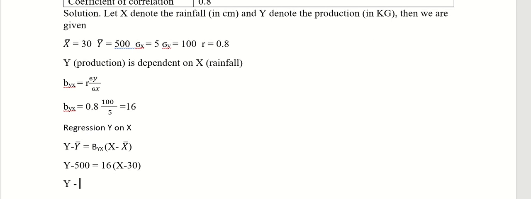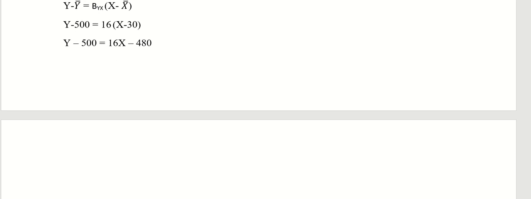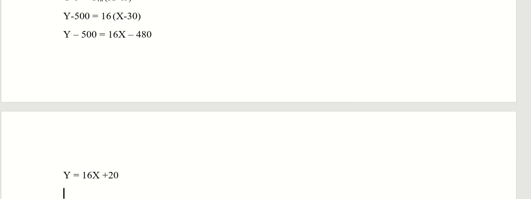So y minus 500 equals 16x minus 30 into 16, which is 480. So here we get the values. y equals 16x, and minus 500 will come to the right-hand side, so it becomes plus 20. So the regression equation is y equals 16x plus 20. So this is what you get.